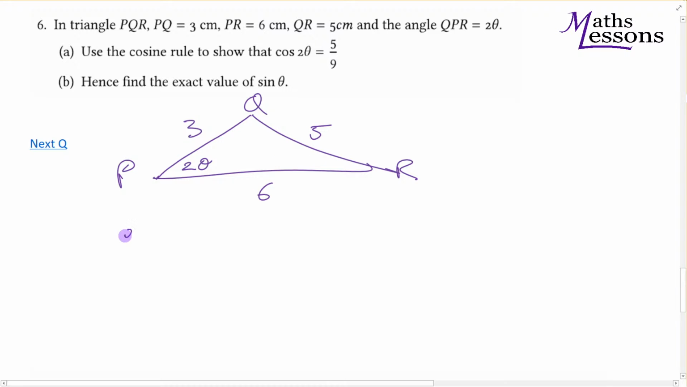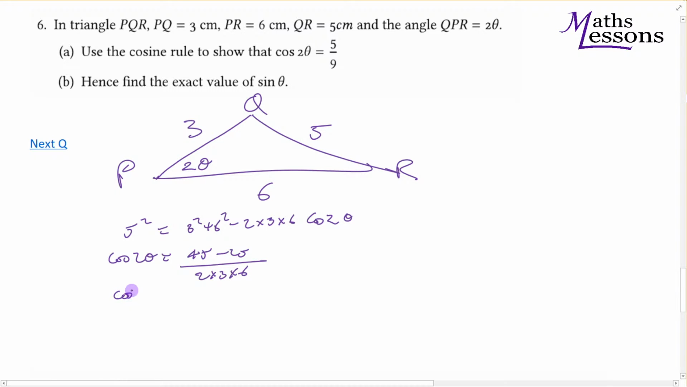So we know that 5 squared will equal 3 squared plus 6 squared minus 2 times 3 times 6 times cos of 2 theta. So what we get is cos 2 theta will equal, if we take this to this side and then that to that side, the 9 plus the 6 squared, so 36 plus 9 is 45, minus that 5 squared, so that's 25, divided by all of this.